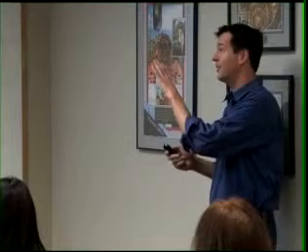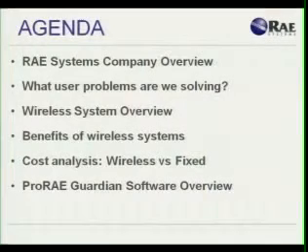Briefly, we're going to do a little bit about what Ray Systems is. A lot of you aren't familiar with us as a company, so we'll do a quick overview. We're going to talk about exactly what user problems we're trying to solve with our wireless systems. We'll talk a little bit about a wireless system overview, some benefits of wireless systems, and then do a brief cost analysis of a wireless system versus a fixed system. Then I'm going to hand it over to Praveen, and he's going to talk about the ProRay Guardian software, which is the centralized hub where all of our data is routed through.